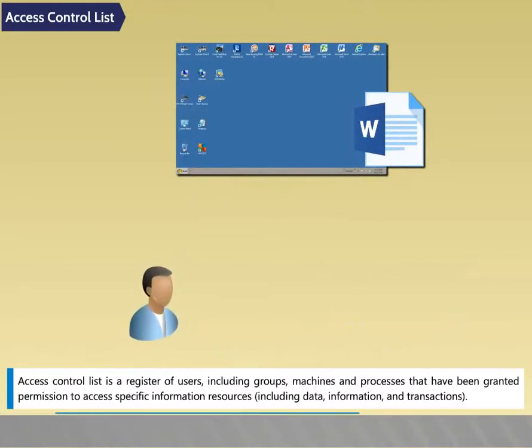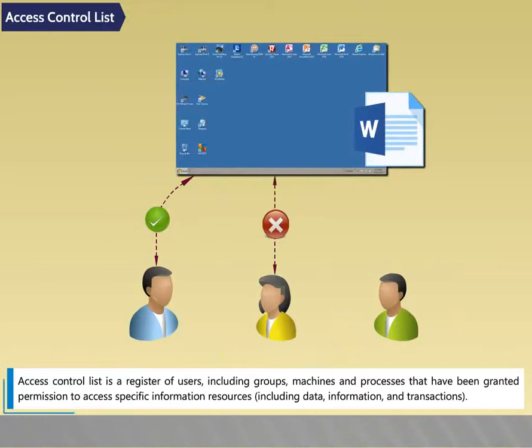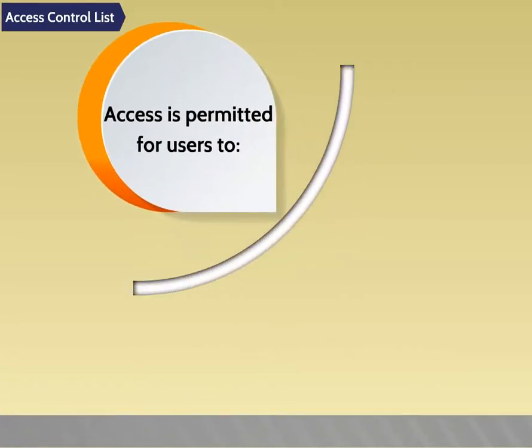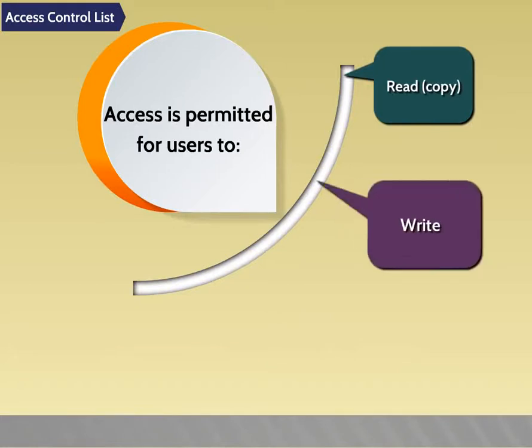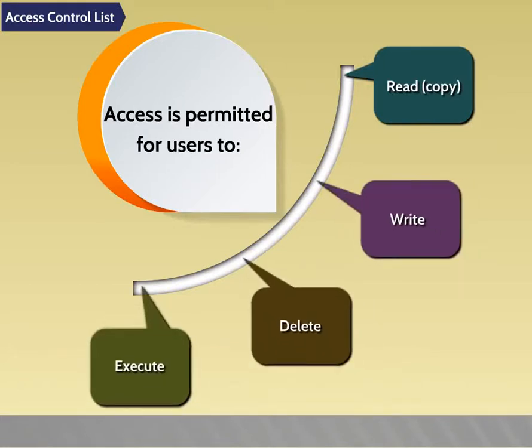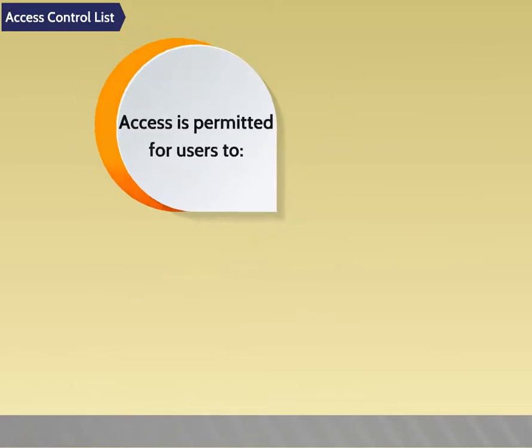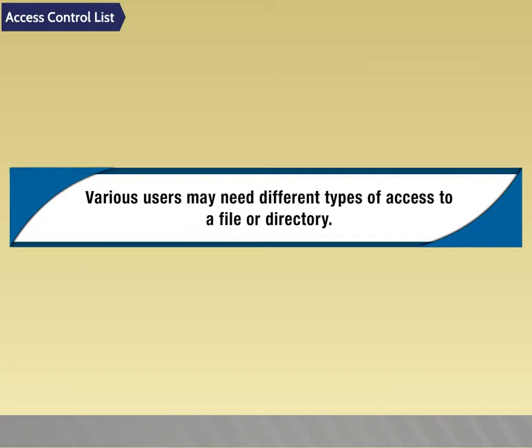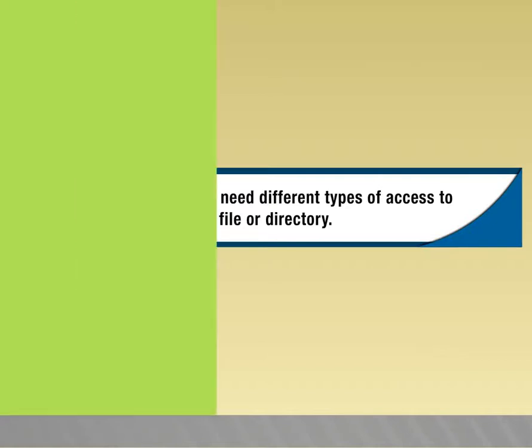Access control list. Access control list is a register of users including groups, machines, and processes that have been granted permission to access specific information resources, including data, information, and transactions. Access is permitted for users to read, copy, write, delete, execute. Various users may need different types of access to a file or directory.